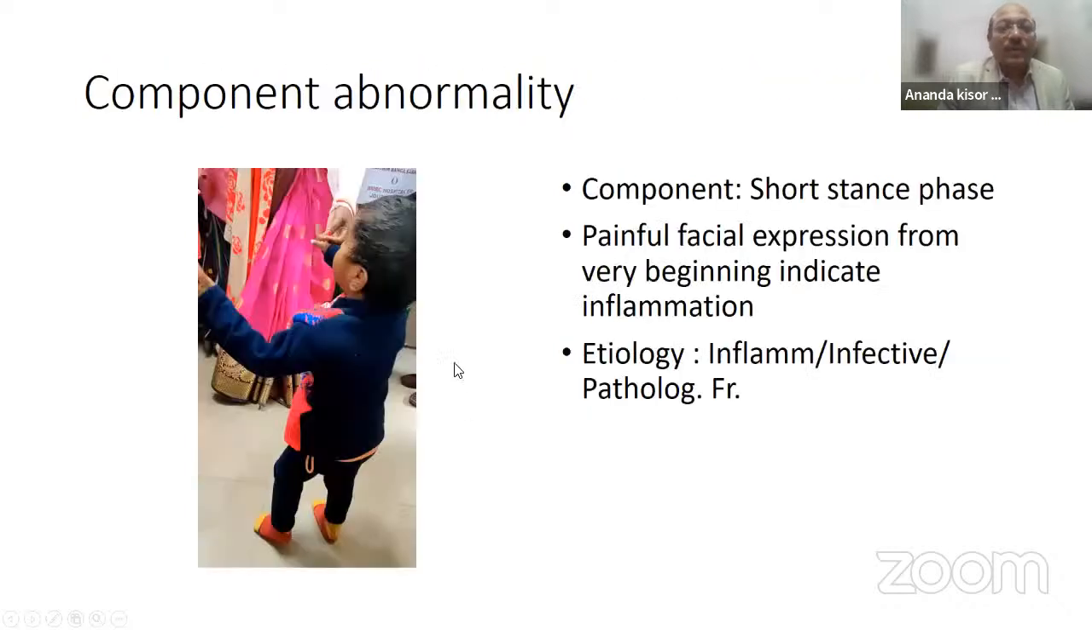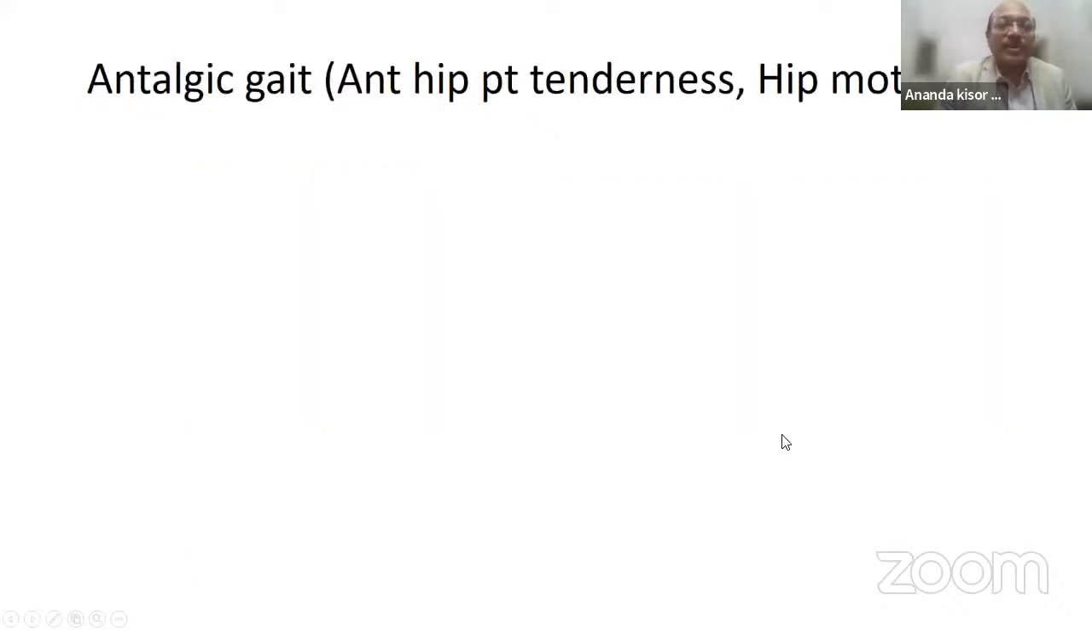Basically, there's a component you have to check: the short stance phase and painful facial expressions. If the stance phase is short with painful facial expression, it is an antalgic gait. Its etiology is inflammatory, infective, or pathological fracture. So it is a most important antalgic gait.